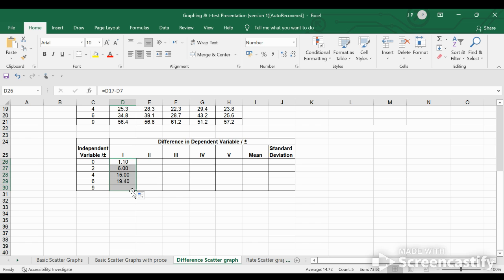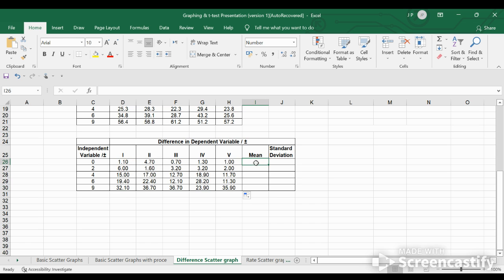I drag it down. I drag it over. And all of my differences in my variables have now been calculated. We will worry about the number of decimals reasonably soon.